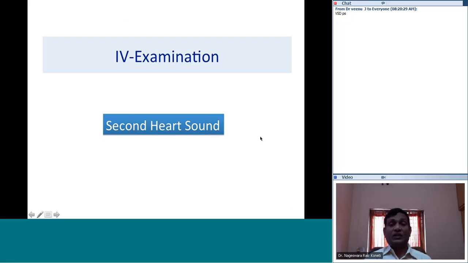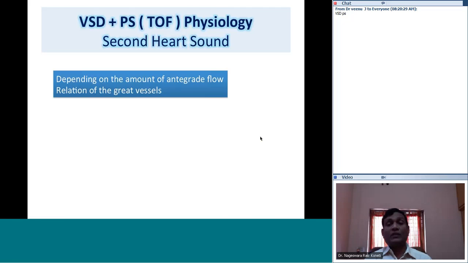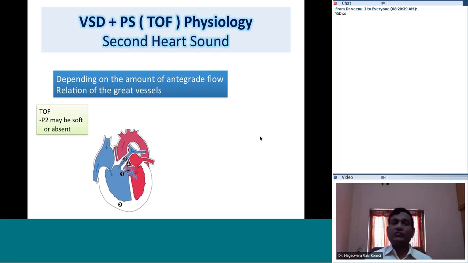So let us go to the fourth step, called the second heart sound. Normally appreciable second heart sound is very rare in VSD PS physiology, because the amount of blood going across the right ventricular outflow tract determines the P2 component, the pulmonary component. In tetralogy of Fallot with a cyanotic spell and severe cyanosis, your P2 may be totally absent. You don't appreciate the P2 even phonocardiographically. Whereas in pink tetralogy of Fallot, with a loud murmur and less cyanosis, you may appreciate a soft pulmonary component.